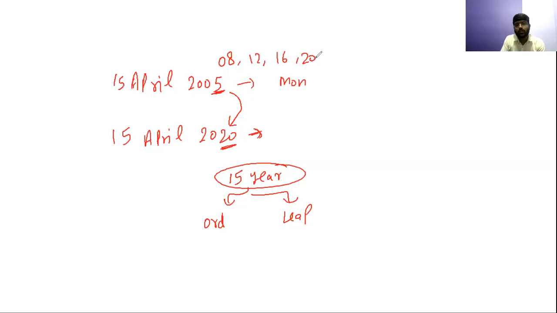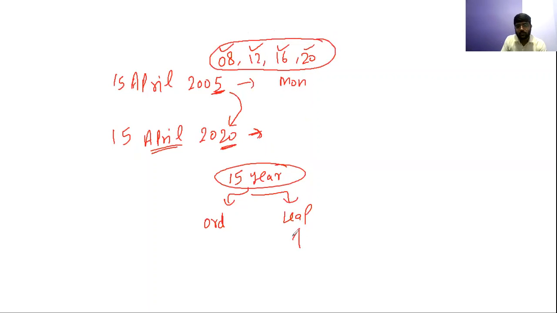After 16, 20 will also be leap because you are coming to 15th April 2020. So you are crossing the Feb of 2020, and that's why I will include 20 as well. So there are 4 leap years total.